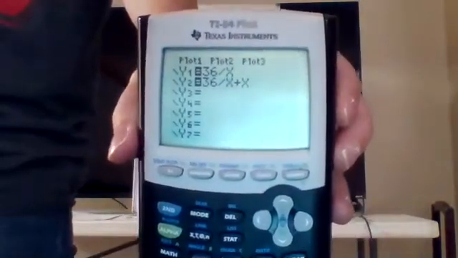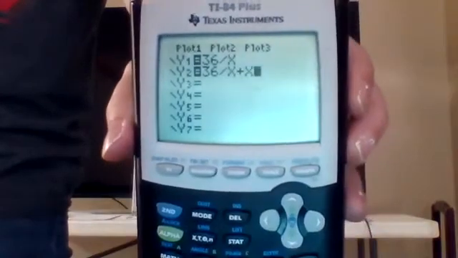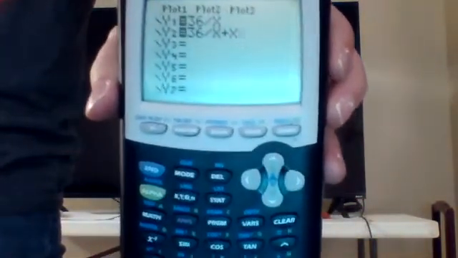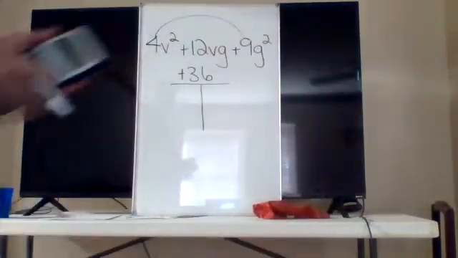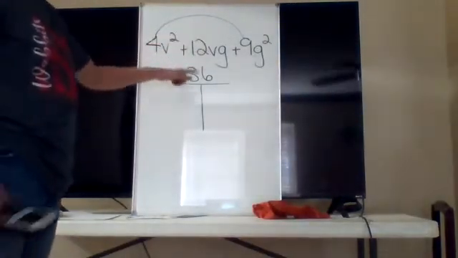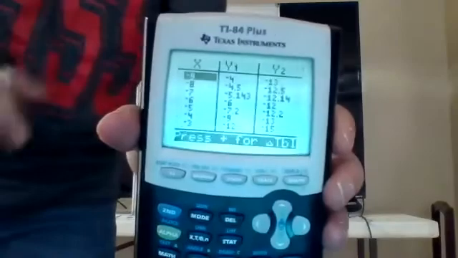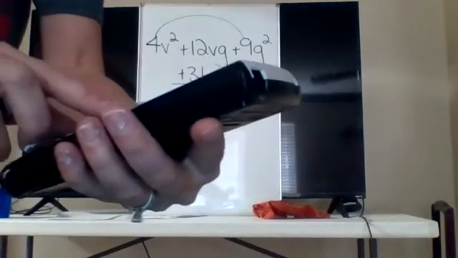So it should look like that. 36 divided by x and 36 divided by x plus x. Now, what number are you looking for in the middle? +12. So that is what you are looking for in second table. You're looking for 12 in your last column.